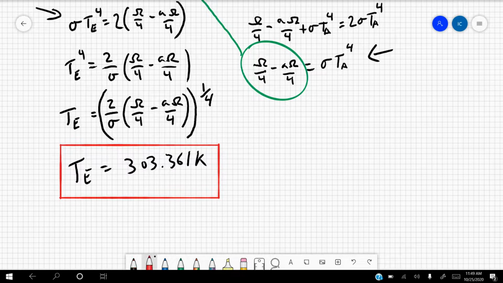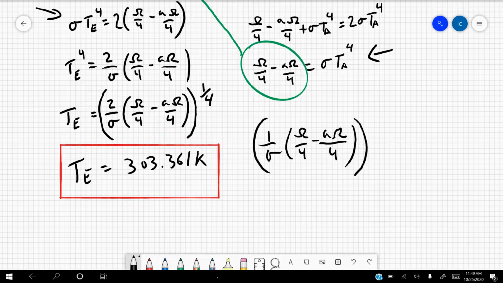We're probably most interested in the temperature of the Earth, but if we wanted, we could also find the temperature of the atmosphere in this model. We could use our expression that isolates TA, and like before, we could divide by sigma and raise both sides to the 1/4 power. We would end up with 1 over sigma times omega over 4 minus A omega over 4 inside a set of parentheses, all raised to the 1/4 power.